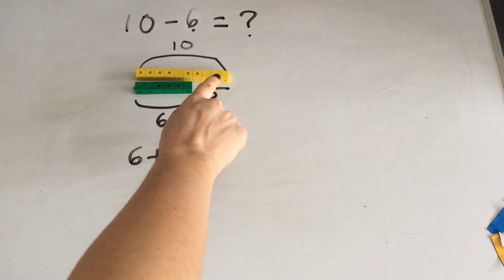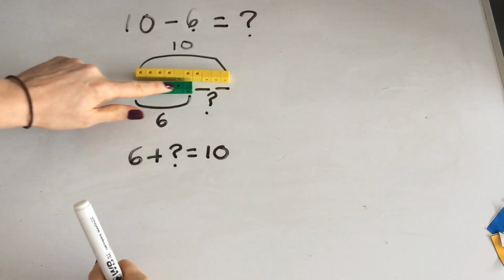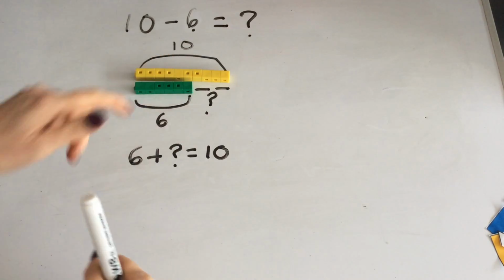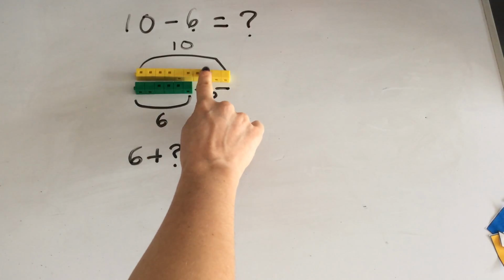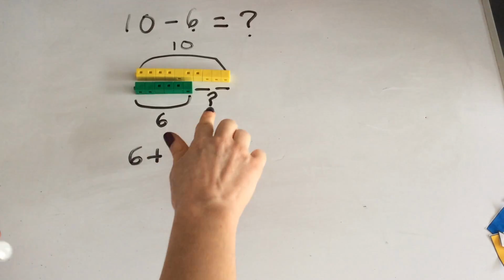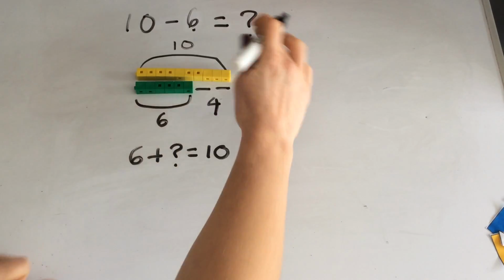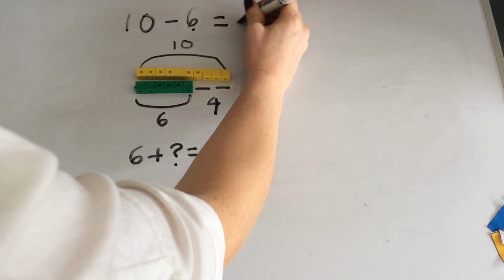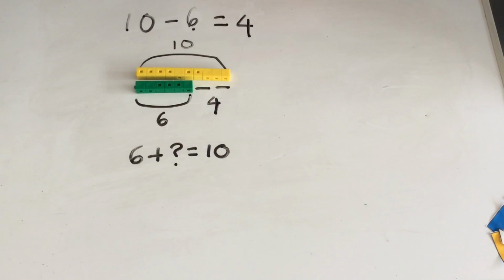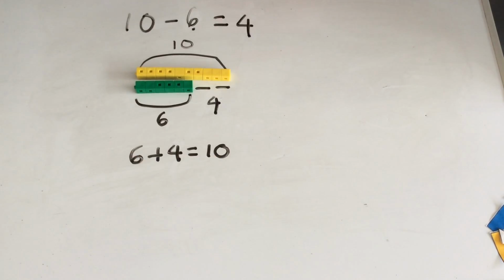Because I'm using bars that represent the same value as the equation, I can count on. I can say, what's the same about these bars? They both have 6. And what is different about these bars? This one has an extra 4. It has 4 more. So I can see that the difference between them is 4. And that will help children to understand the use of the word "the difference" in word problems as something that means subtraction. So I can see that 6 and 4 make 10, and 10 subtract 6 is 4.